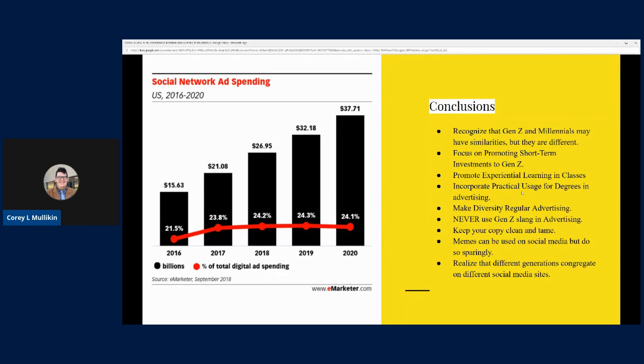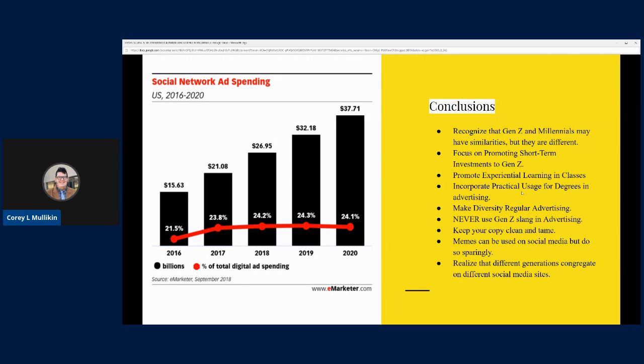Now, about diversity, make it regular. It should be less of a tool for advertising, but more of a staple of advertising. Never attempt to use slang in advertising, Gen Z or otherwise. Keep your copy clean. There is no need to introduce very crass words. Keep in mind, we didn't have much positive. It was neutral. So if you don't include it, they're not going to hate you. But if you do, there are going to be negative parts.